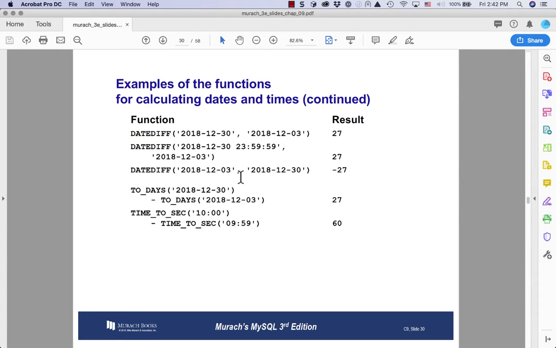Date diff. You've got two dates. Again, they're literals here, but they probably would be column names. And you're getting the difference. Now, of course, the order that you put them in is going to tell you whether you're going to be expecting a positive or negative value. You probably want to do a little testing to make sure that you know what you're expecting. There's a 2 days and there's a time to sec.